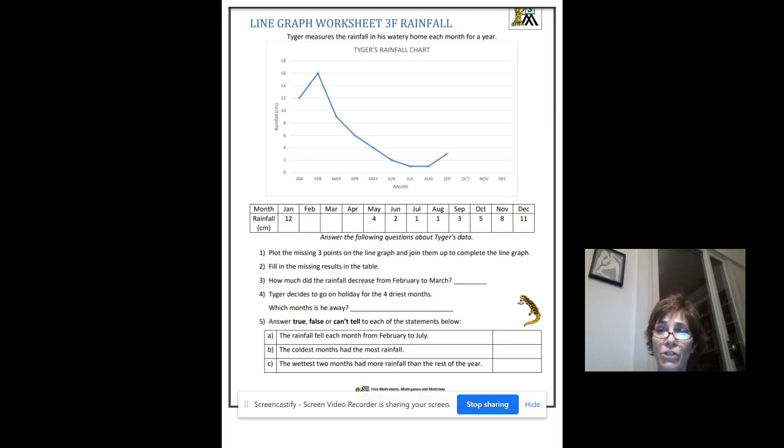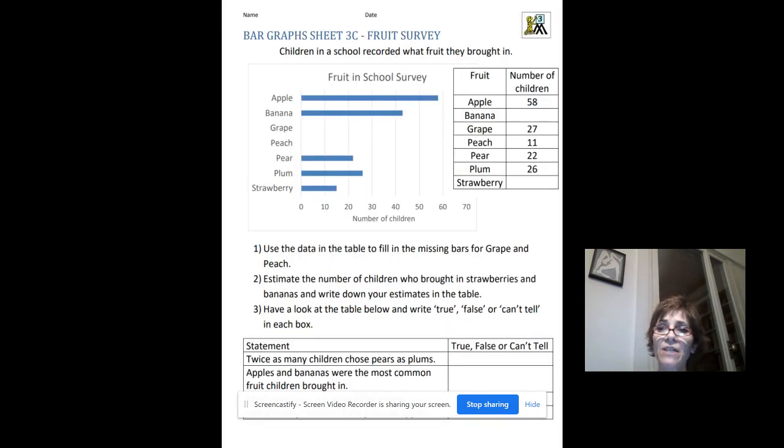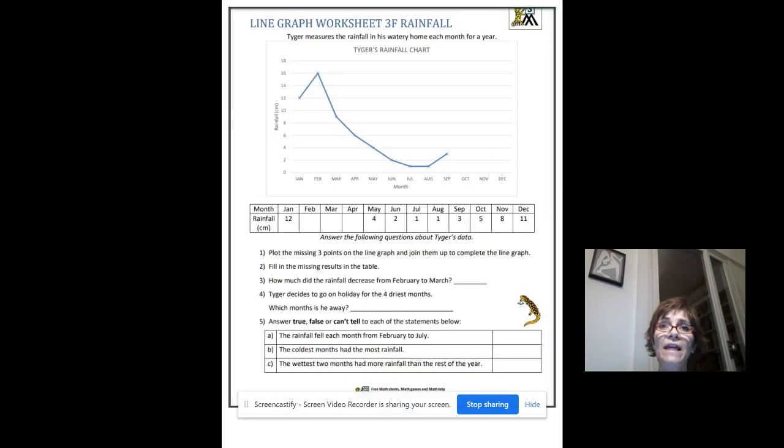This is a worksheet. The next worksheet you are going to do on your own. It's again a line graph here. Remember to look at the title. It tells you what you're looking at. Remember to read the labels, and then you can answer the questions. Okay? And the next worksheet that you're going to do on your own is a bar graph, and you've seen a lot of those. So this will be your work for today, this worksheet with the bar graph, and this one with the line graph.